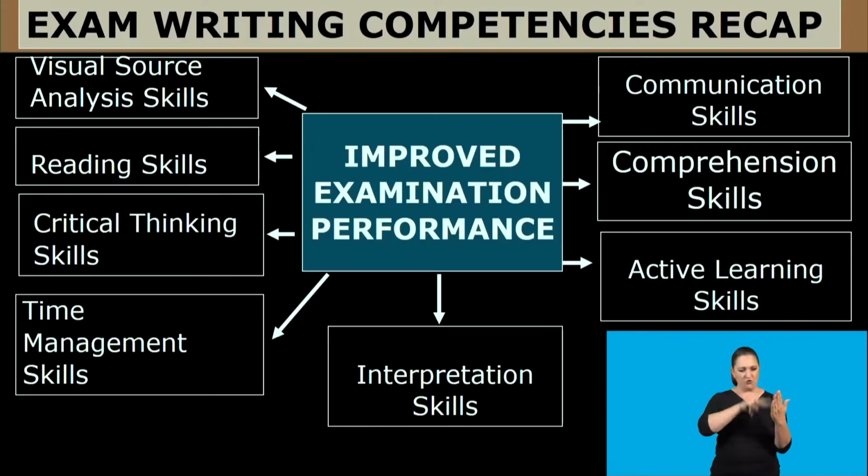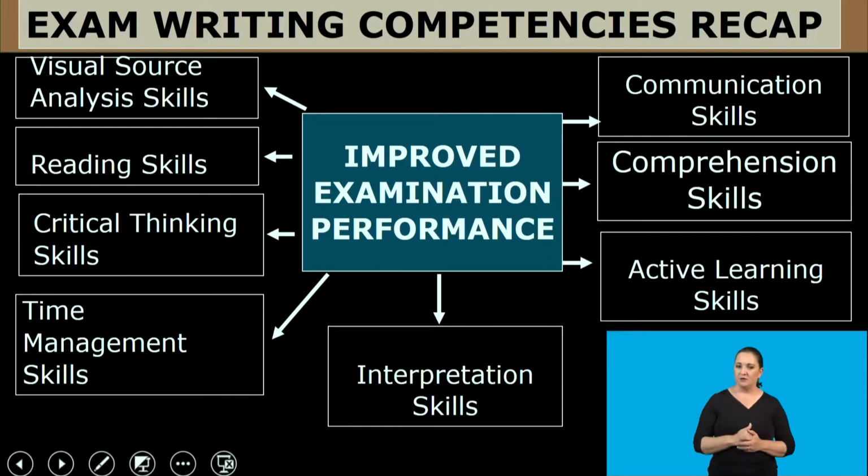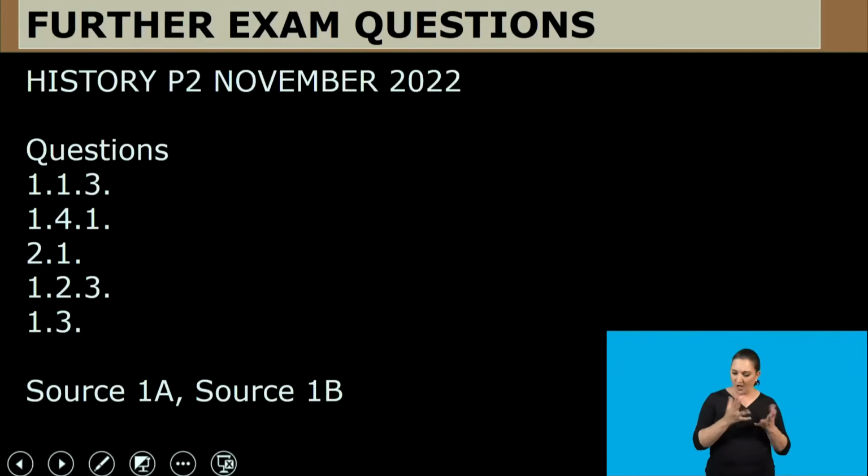Okay, we also looked at exam writing competencies, because coupled with your essential skills in history, you need to know how to be prepared for the exam. Visual source analysis, very important. Reading skills, so that you understand exactly what the question is asking of you. Critical thinking, that is how you are going to understand the sources. Manage your time properly. If a question is out of 2 marks, do not spend more than 2 minutes on it. How to interpret sources, communication skills, comprehension. We also looked at active learning skills. That also goes with interpreting your questions and comprehending them.